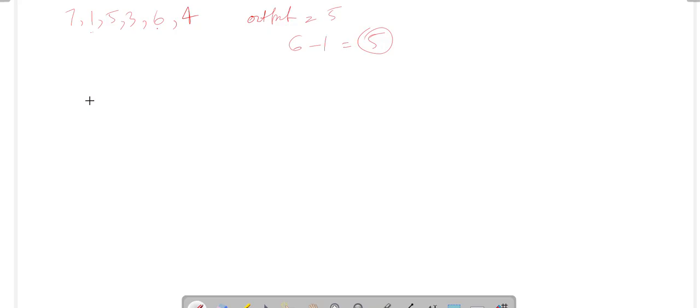This is a two-pointer problem, right? And let me explain why I would say this is not a sliding window problem. Because we are supposed to pick a pair. We don't care what is in between. If we did care about that, then it would have been a sliding window problem. So at least now we know this is a two-pointer problem.